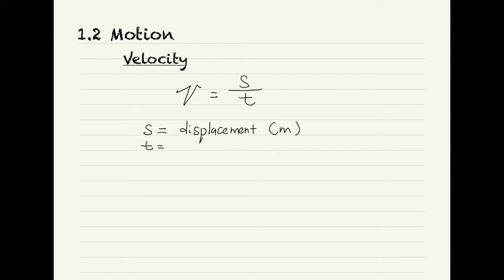The next one is the velocity. The formula is V equal to S divided by T. In here, the S is the displacement with the unit meter, and the T here is time. The unit is second. V is the velocity with the unit meter per second.